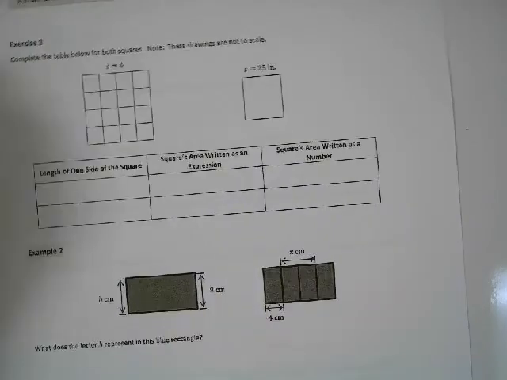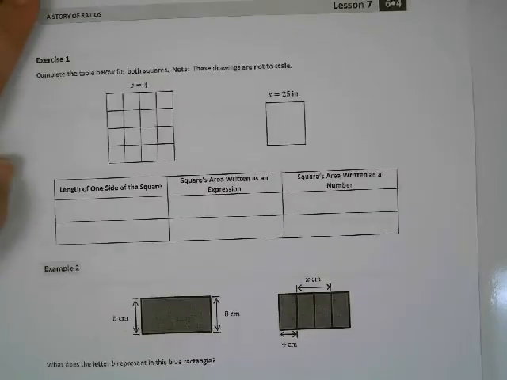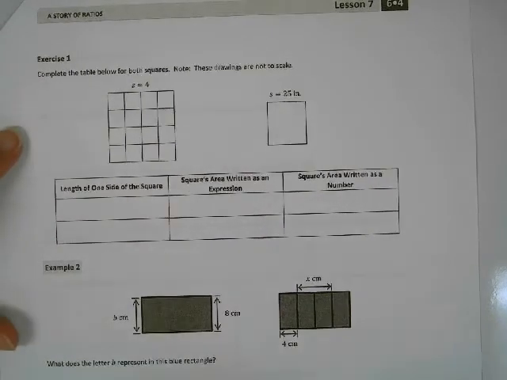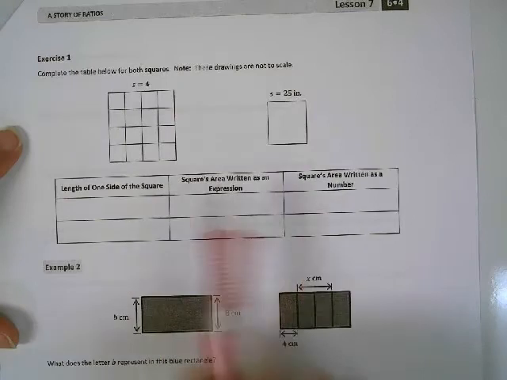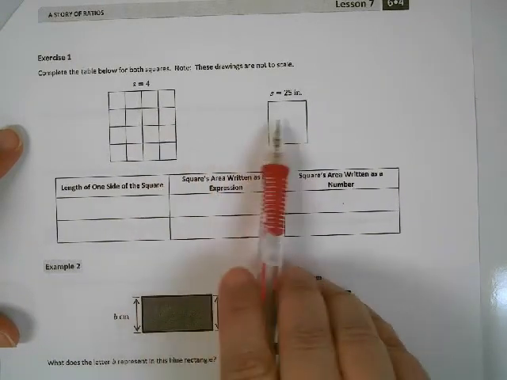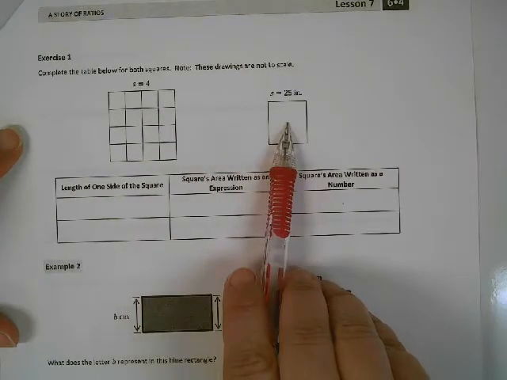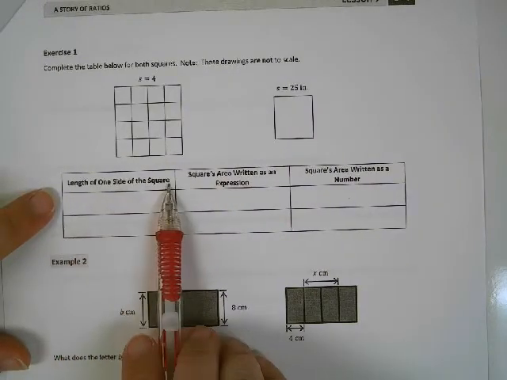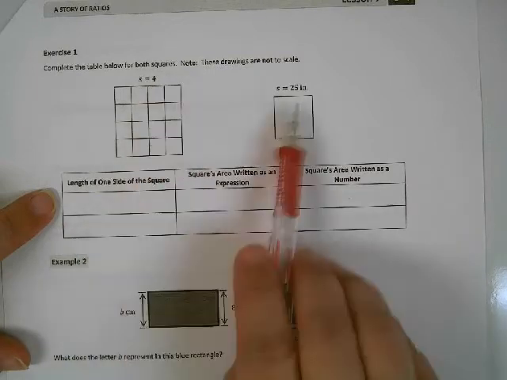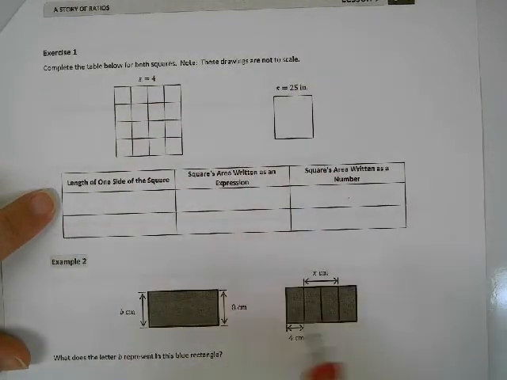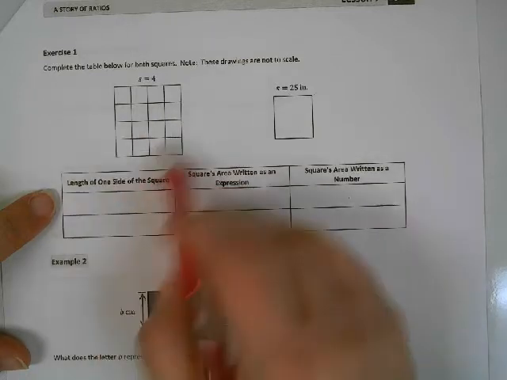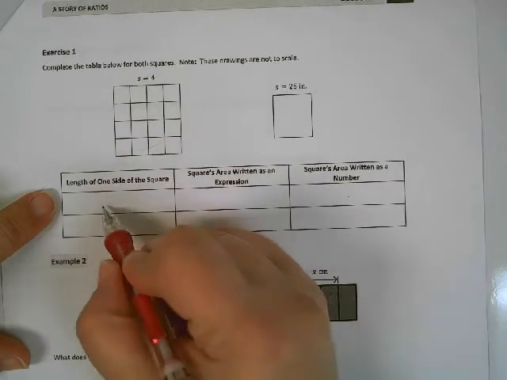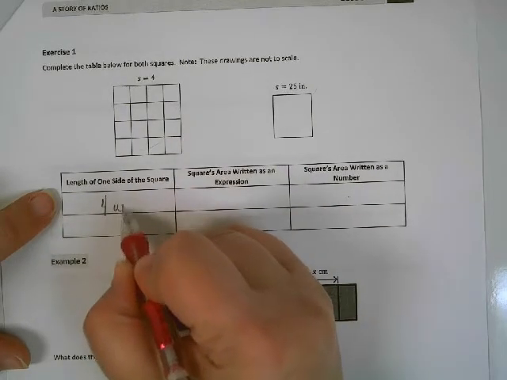Let's go on to the next page. On this page, you are going to complete this table using these two squares here. In the first box, it says the length of one side of the square. They only want to know how big is one side of the square. We'll do this first one together and then you can do the second one with a partner. So the length of one side is 4 units.